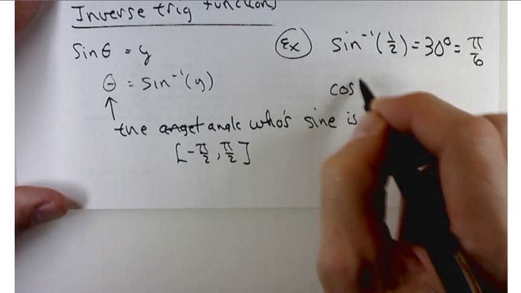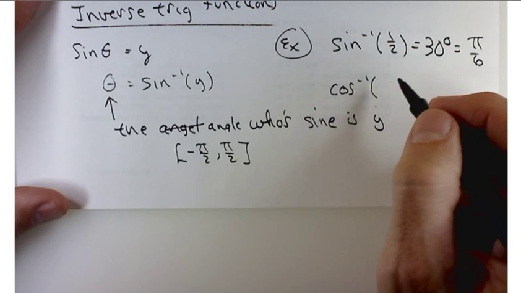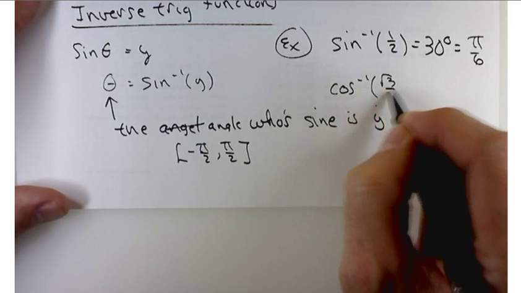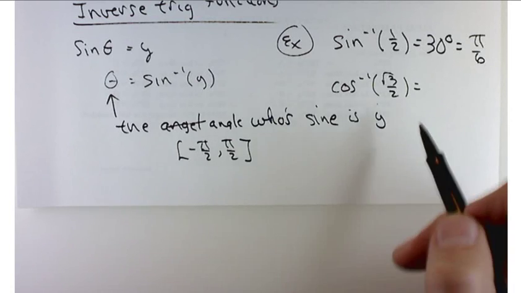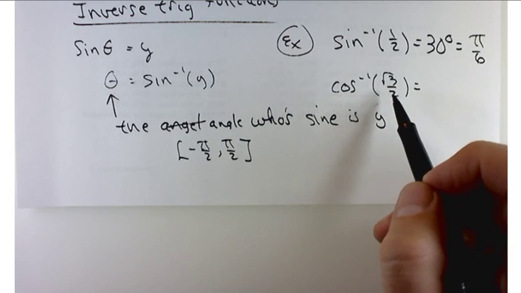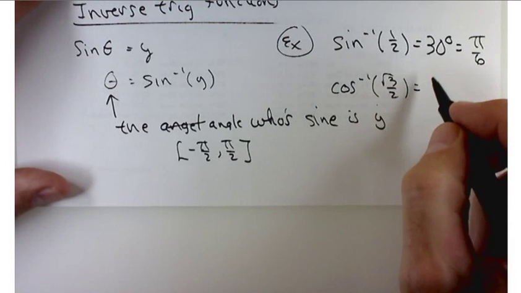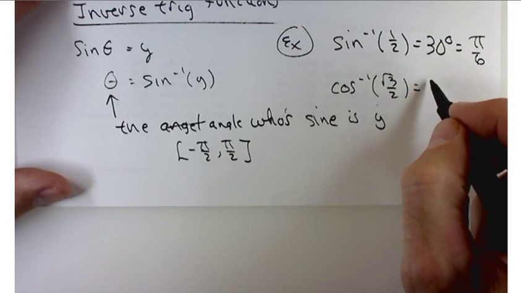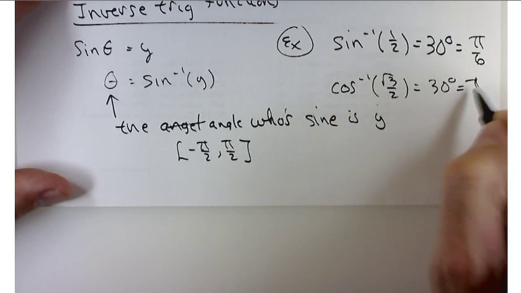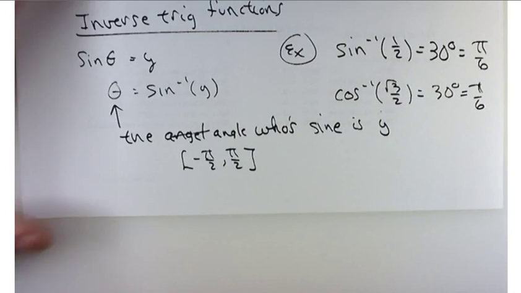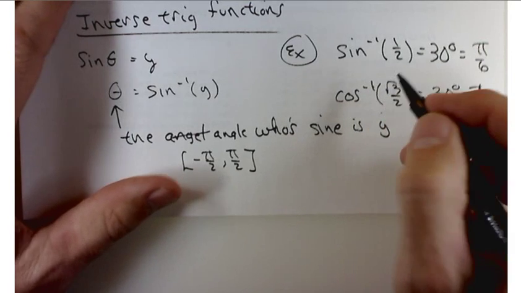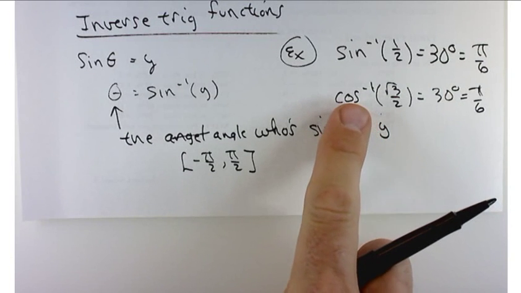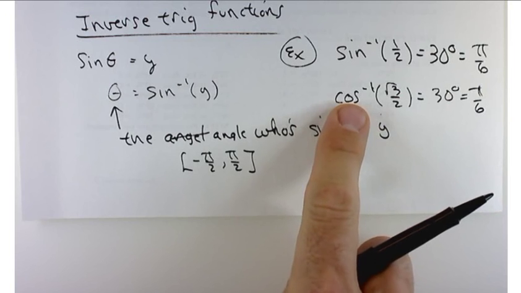Cosine inverse of, say, square root of 3 over 2 would be the angle in 0 to pi whose cosine is square root of 3 over 2. So what angle has this as its cosine in the first quadrant? Same thing, pi over 6, 30 degrees, pi over 6. So this has nothing to do with the reciprocals at all. Please don't try and find the secant of something by pressing the cosine inverse button.